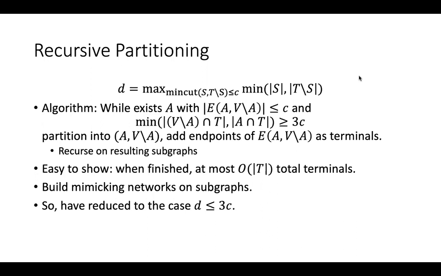It is easy to show that if you do this, then when we're finished with the procedure, at most O of T total terminals will have been added to the graph. So there's still O of T terminals in the graph. Now we just build the mimicking network on all the subgraphs, and hence we've reduced to the case where d is at most 3C. Now, this is inefficient because it's unclear how to check whether there's a set A with at most C cut edges, and the smaller side has size at least 3C.